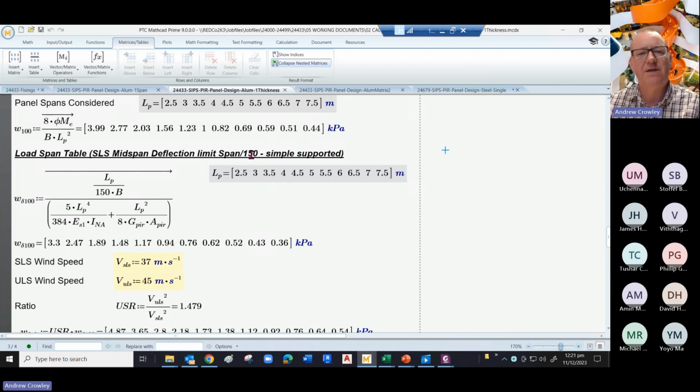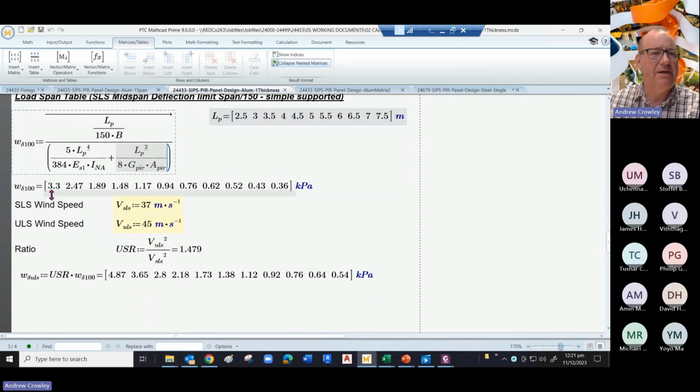So we're going to limit our deflections under serviceability limit state to span over 150. So again, you'll recognize that equation as the flexural bending for a simply supported beam. And then we add on to that the shear deflection because of the PIR. And then we put it on its head and say, well, that's our limit, LP over 150. And then we vectorize it, and out pops a load span table going from 3.3 kPa all the way to 0.36 kPa, depending on your span.